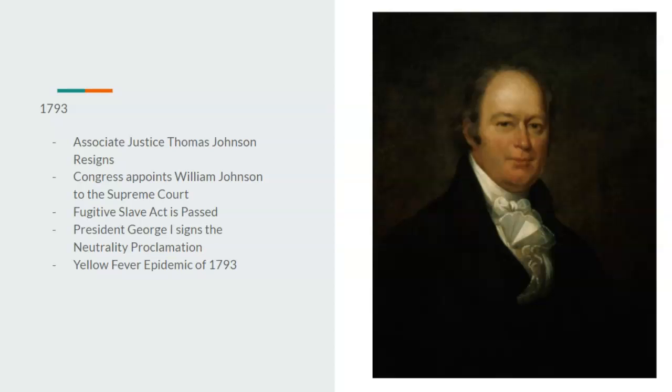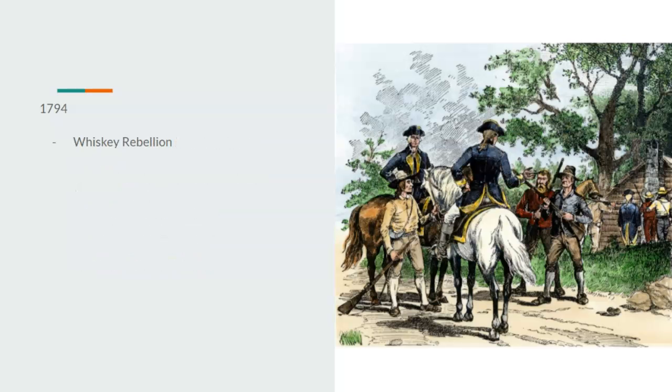There would also be the yellow fever epidemic of 1793. In 1794, there would be the Whiskey Rebellion. If you don't know what the Whiskey Rebellion is, it is a rebellion of multiple Revolutionary Army veterans who were upset because their whiskey is now being taxed. President George I would send in a militia after he would ask them, or beg, I've heard 2 different stories, ask them to quell it, and they did.